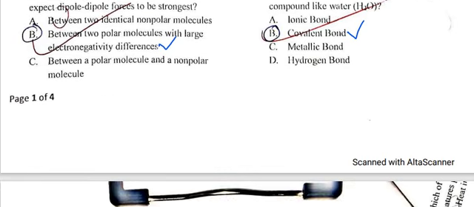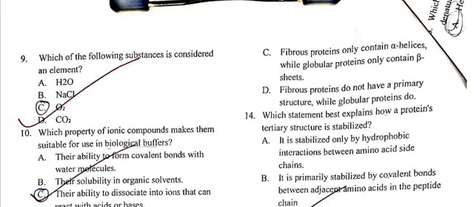We go to question 9. Question 9, they're saying, which of the following substances is considered an element? This is a compound, this is an element, this is a compound. So the best answer is simply C. We go to question 10.